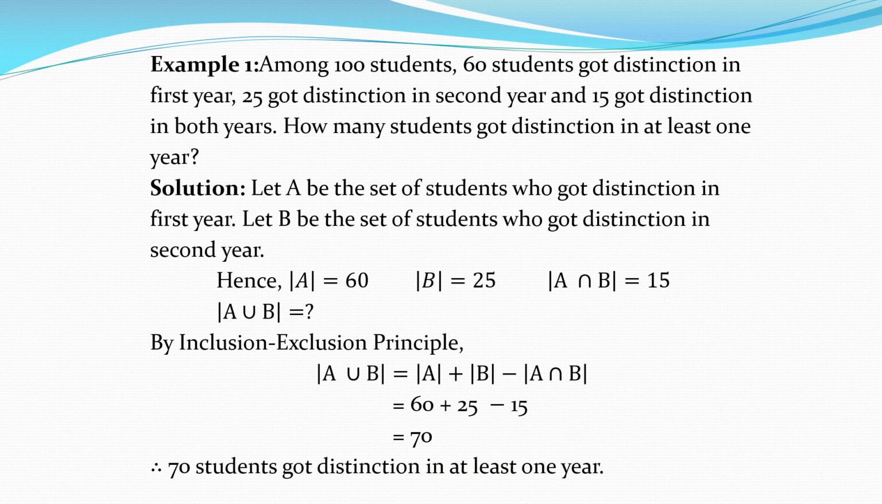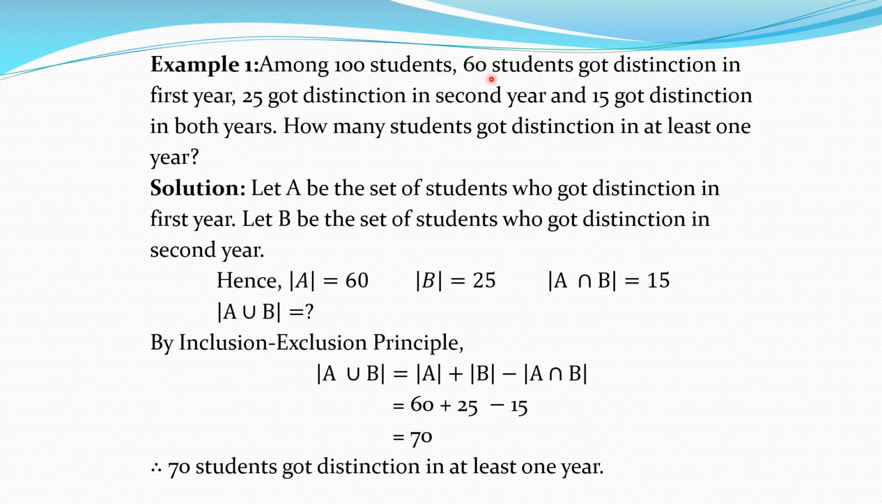Now see first example. Among 100 students, 60 students got distinction in first year, 25 got distinction in second year and 15 got distinction in both years. How many students got distinction in at least 1 year? Now here first we have to define the sets. Now total students are 100. It means the universal set U contains 100 students because that is the set under consideration.